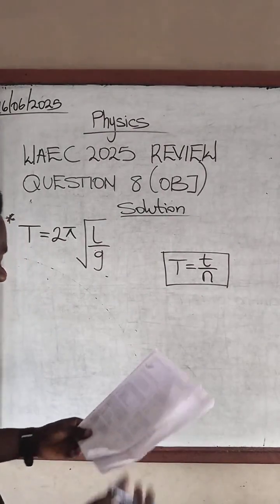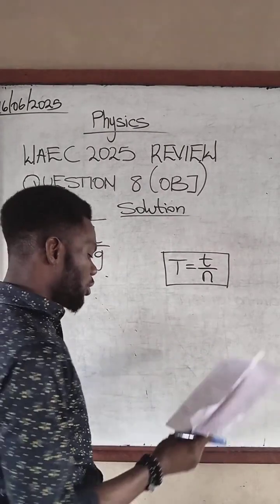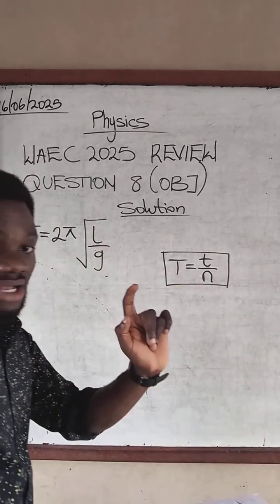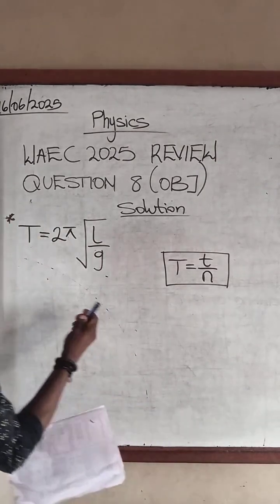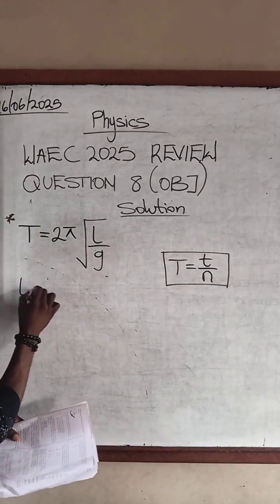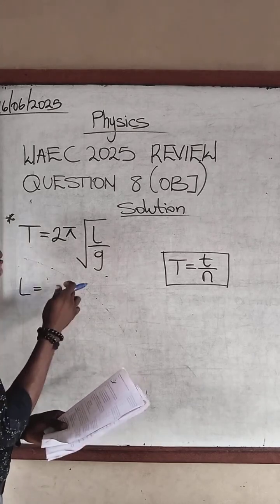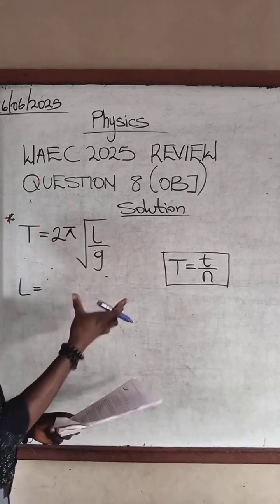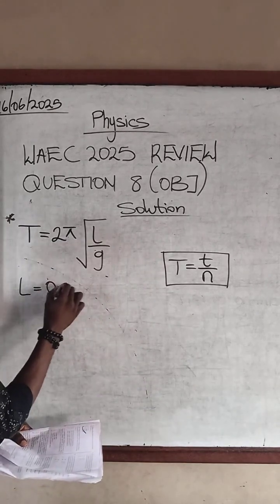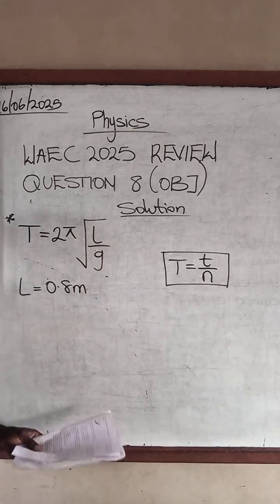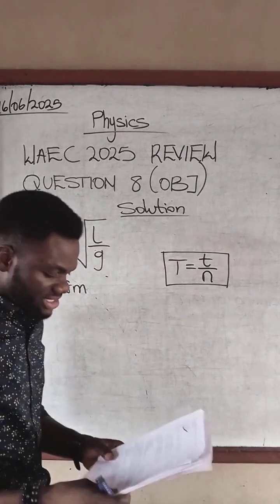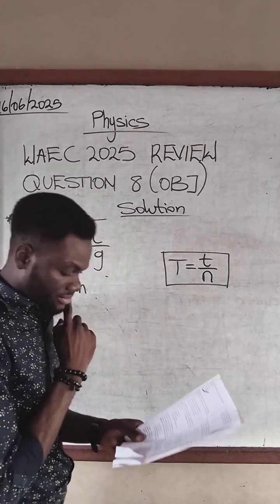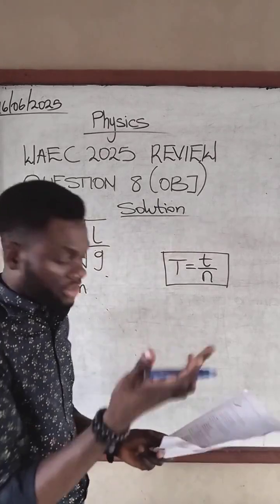Question 8 says that a simple pendulum of length 0.8 meters. So that's the first parameter that we must take note of. We are given that the length of the simple pendulum, the string that the simple pendulum was made up from, is 0.8 meters. And it is set oscillating on a planet, maybe not planet Earth, on a different planet.